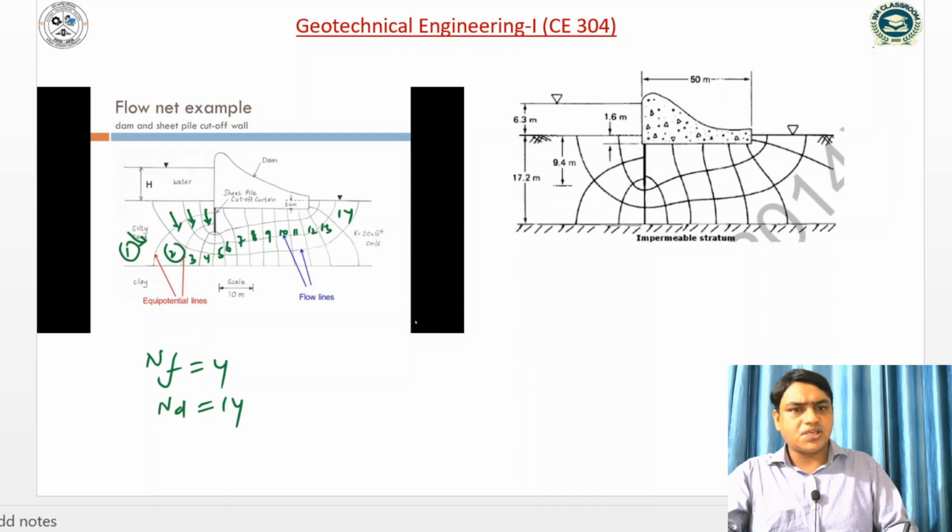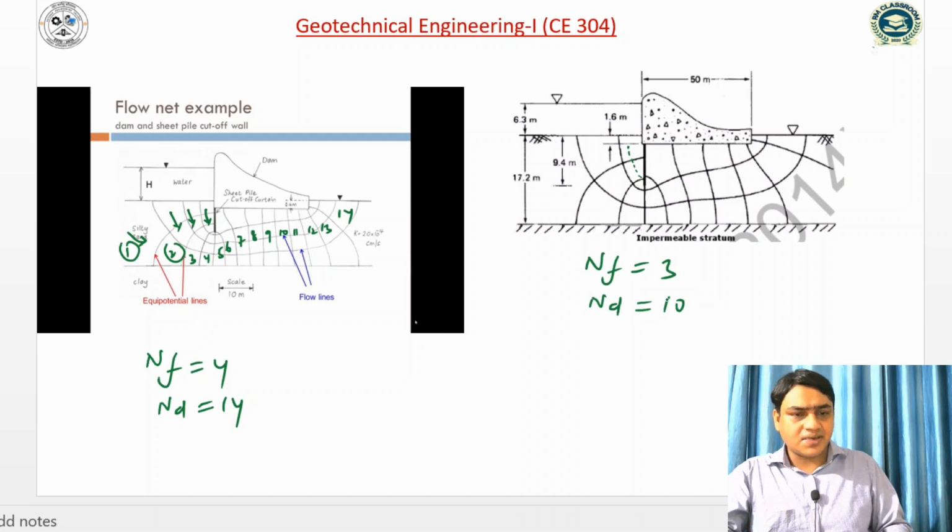Similarly, if I take this example, capital H means the change in head, which is 6.3. If we count the number of flow lines, flow can be possible from this way and this way. So NF is equal to 3. Similarly, equipotential drops 1, 2, 3, 4, 5, 6, 7, 8, 9, 10. So ND is equal to 10.